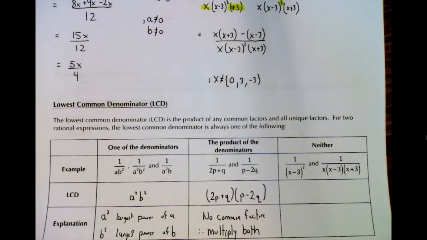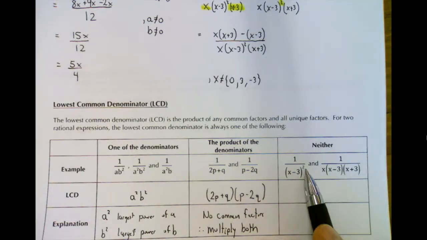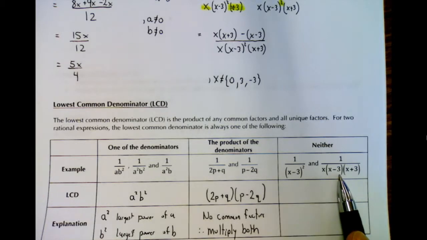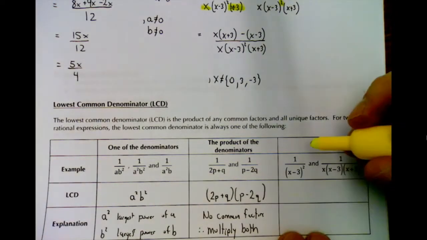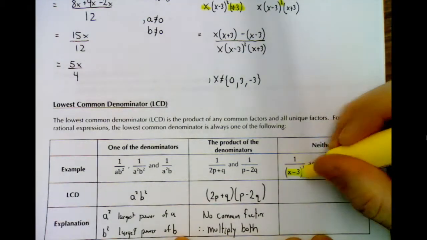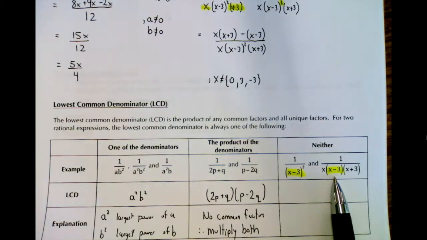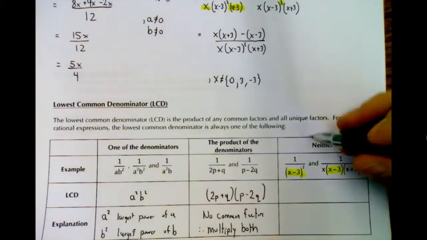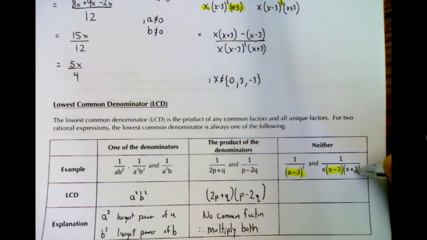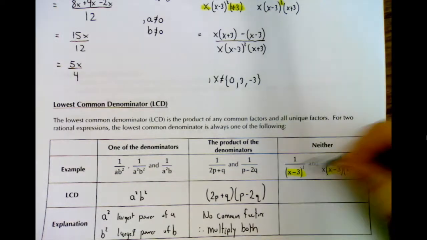If there are common factors, like the last example we did, x minus 3 squared, there's an x minus 3 term here. That x minus 3 term is common. So you're not just going to multiply both factors, because you'll end up with 3 x minus 3 terms. You don't need that, because this one already has one. You're going to make a combination. So you take the factors that are not in one and you put them in the other.